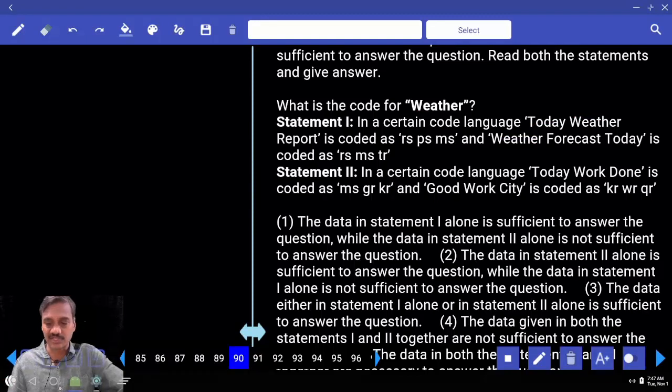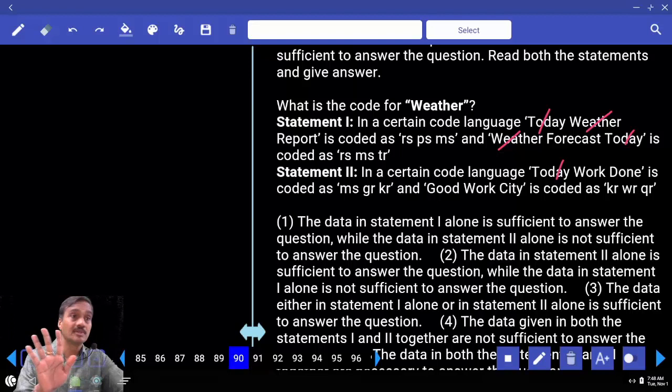Then coming to second, today work done and good work city. There is no word weather at all. 2 alone is not sufficient. Then by combining these two, today is the word that is common in all these 3 places, so you will have a code. Then weather is common in these two, so you will get the answer. What is the answer for weather?